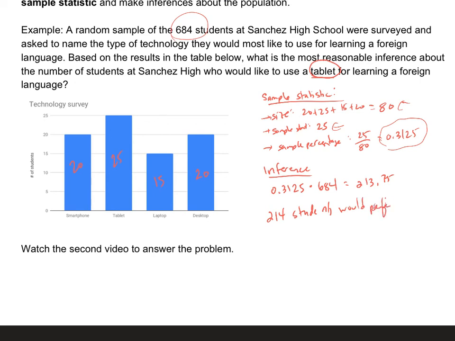a tablet. So really, I mean, making this inference stuff is not hard. It's taking your sample, getting a proportion, and applying that proportion to the population as a whole.